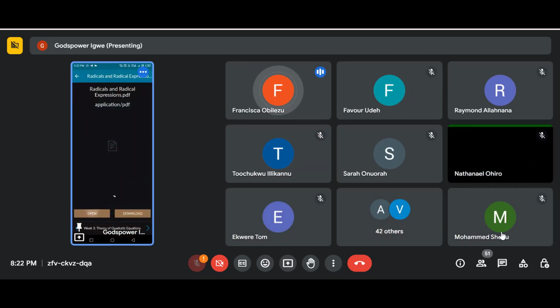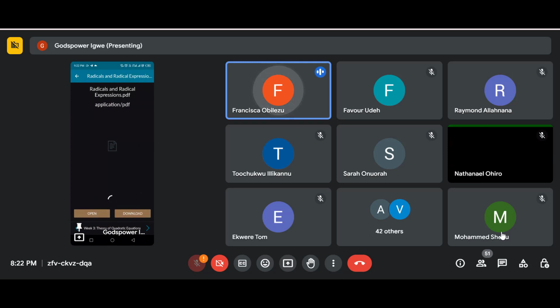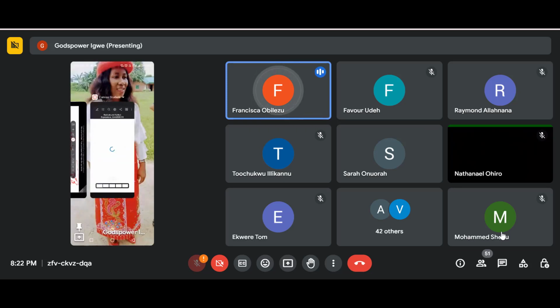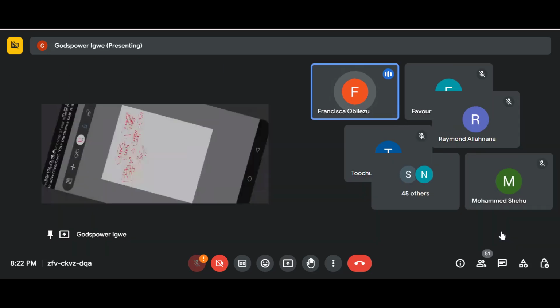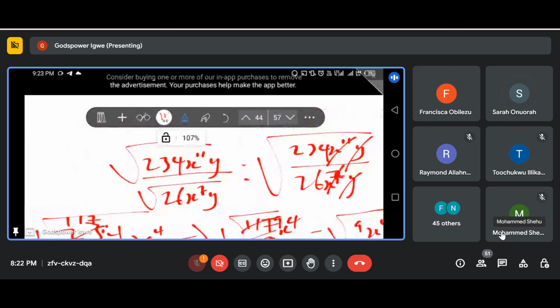Excuse me, please. Why are we having x again? I thought we cancelled x before, and y. Why are we having x again at the end? I thought x cancelled from the beginning and y cancelled before we did the 11 minus 7. Please, can I answer that?